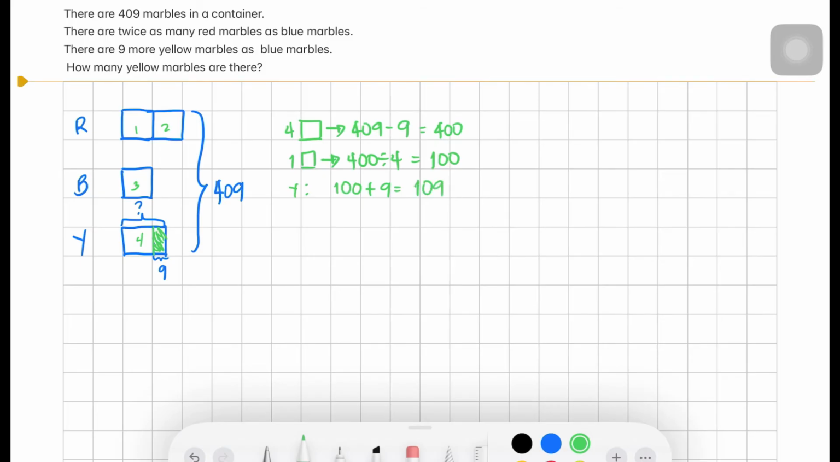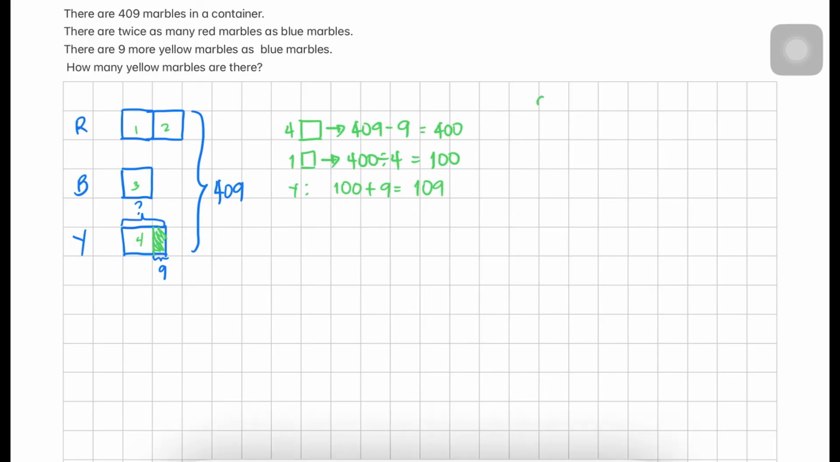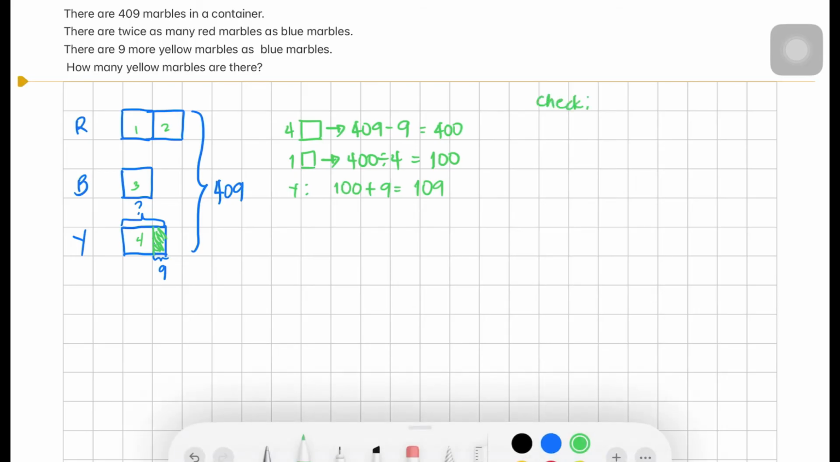How do I check if this is correct? So again, to check, I just need to see if my total would be 409 given that my yellow is 109. Okay, so yellow, 109. The red will be 100 times 2 because there's 2 units. That's 200. And then the blue will be 100. So adding all these will be 409.